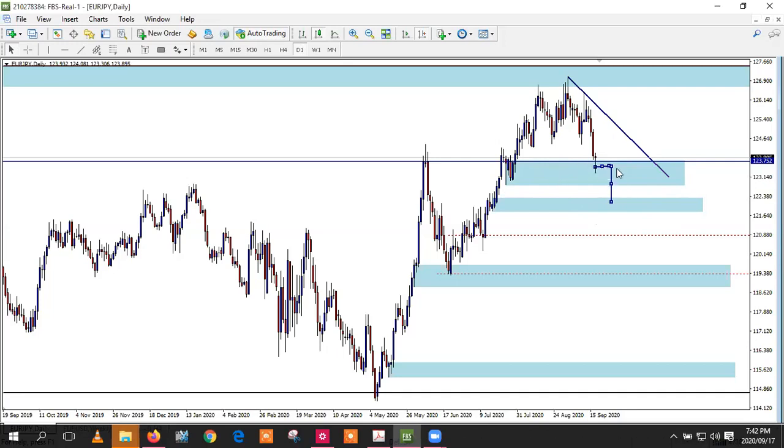But it is not always the case that when a demand zone is taken out, you have a new supply zone where that demand zone was. Sometimes the supply zone is going to form here. Sometimes it's going to form here.